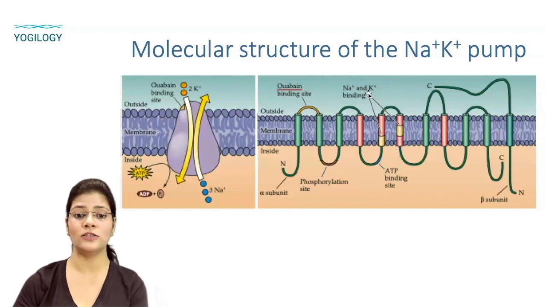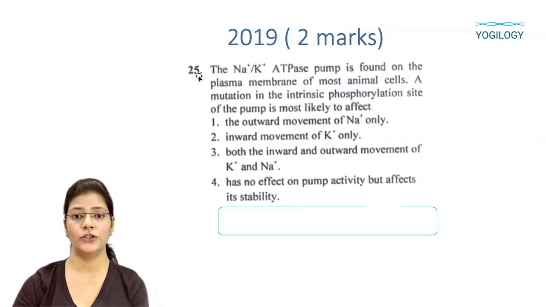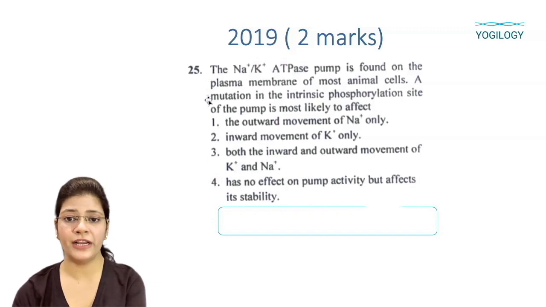Now next, let's solve some problems. So here you can see this has been asked in 2019 for 2 marks. The sodium potassium ATPase pump is found on the plasma membrane of most animal cells. A mutation in the intrinsic phosphorylation site of the pump is most likely to affect: first, the outward movement of sodium only; second, the inward movement of potassium only; third, both the inward and outward movement of sodium and potassium; fourth, has no effect on the pump activity but affects its stability.